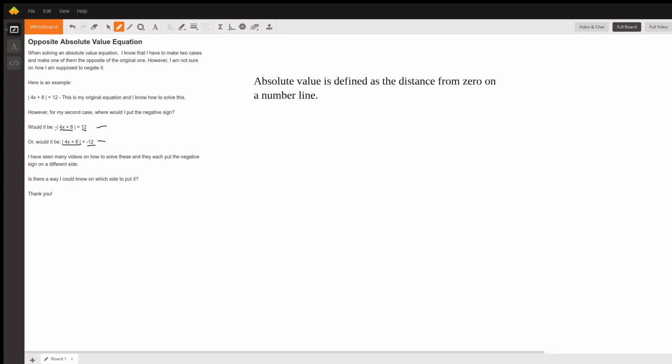It doesn't just mean, well, it does just mean the positive version of the number you have inside your absolute value signs, but this is the definition: distance from 0 on a number line. So if we draw a number line, let's say the absolute value of x is 5. Here's 0. There's two different numbers that are going to give me an absolute value of 5. If I go 1, 2, 3, 4, 5, I'm going to end up at 5, and I'm also going to end up at negative 5.